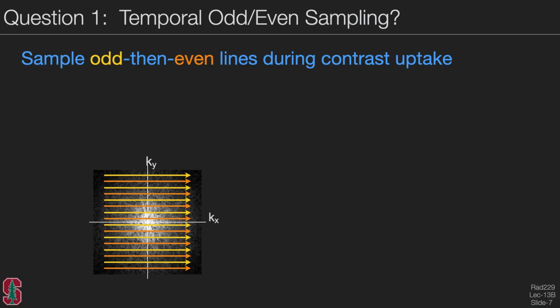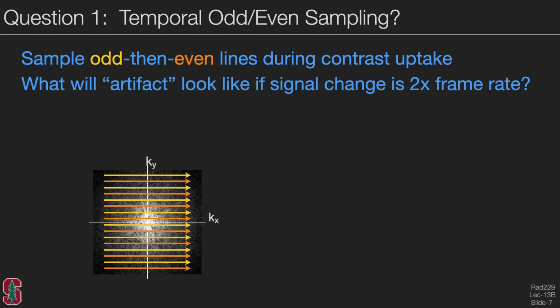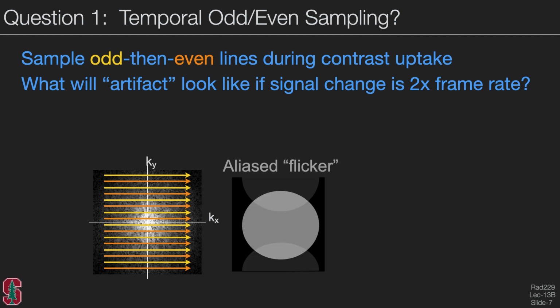So let's look at a warm-up question. What if we sample the odd, then the even lines during contrast uptake? What will the artifact look like if the signal change is at twice the rate of the frame rate? So the answer here is it will have a bit of an aliased flicker.